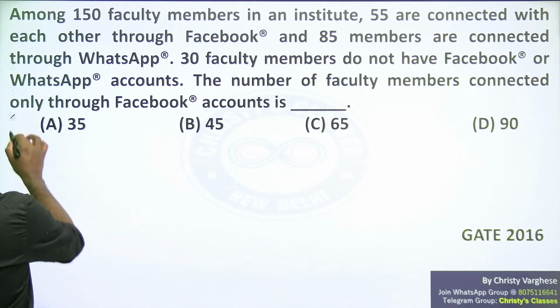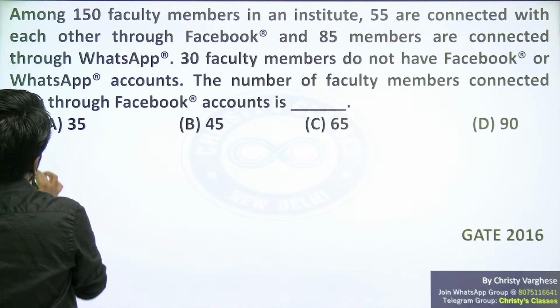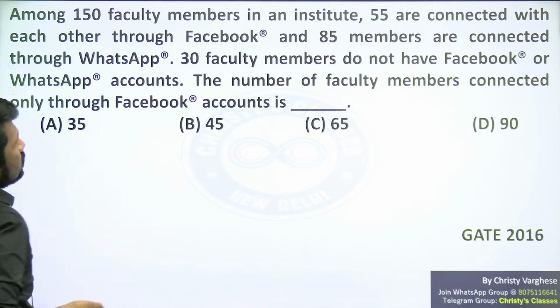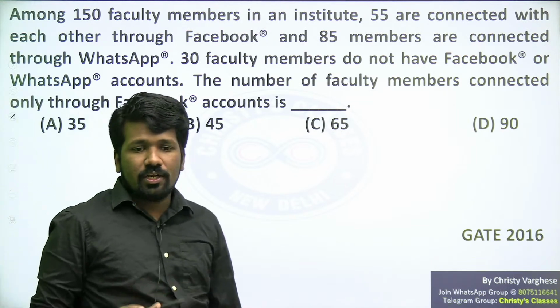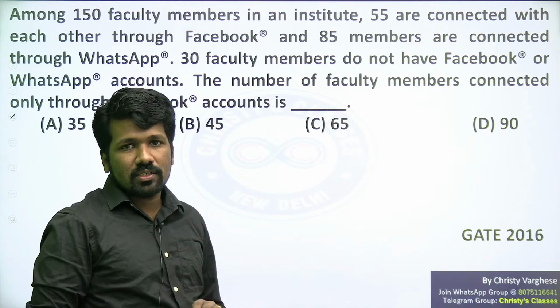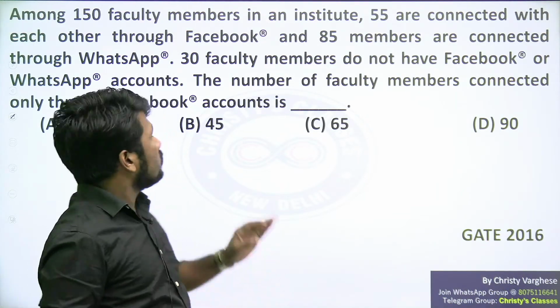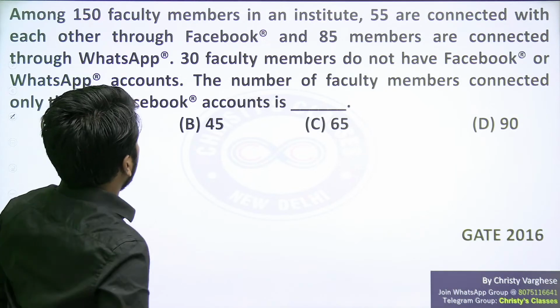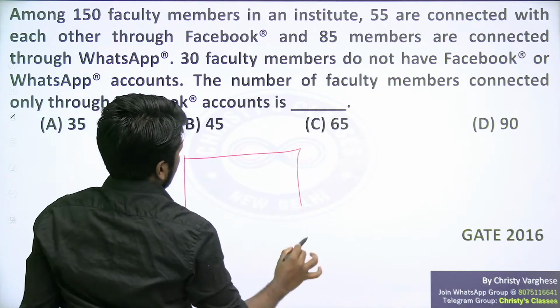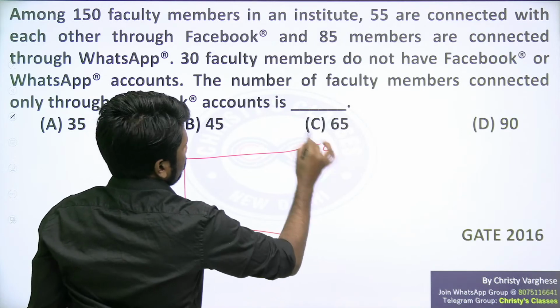Very simple question, just like the previous question, but what they are asking finally is a little different, that's all. In the previous question it was percentage, so we know that the total is 100%. Here it is not percentage, this is the number of people, so the total should be given. That is why they have given 150 as the total faculty members. So the universal set has 150 elements in it.